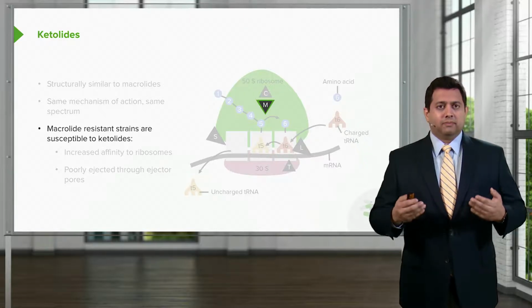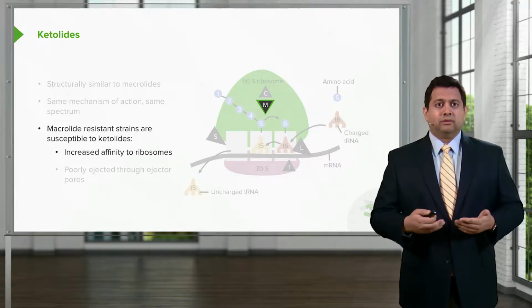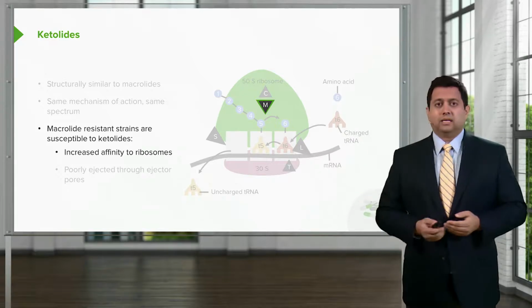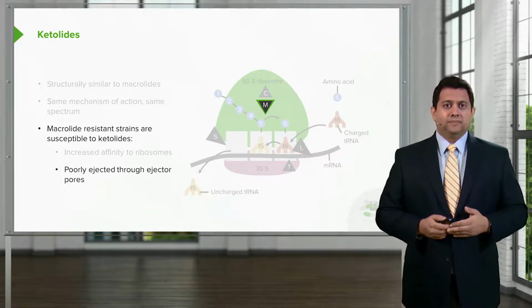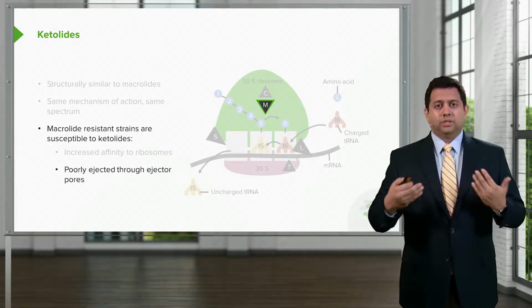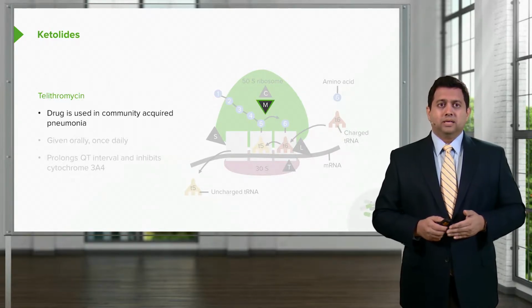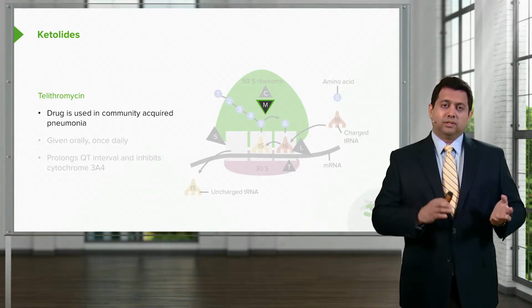Now, a lot of times macrolide-resistant strains are susceptible to the ketolides, and there's an increased affinity to the ribosomes with the ketolides than with the macrolides. They are also poorly ejected through ejector pores, which is why we think these may be a really good choice for some people. So they sound very similar to the macrolides.